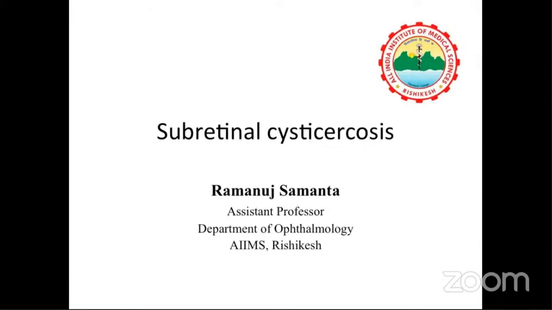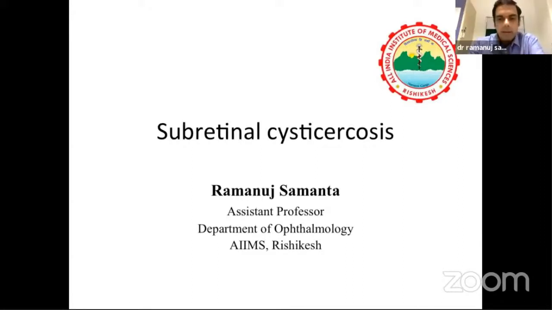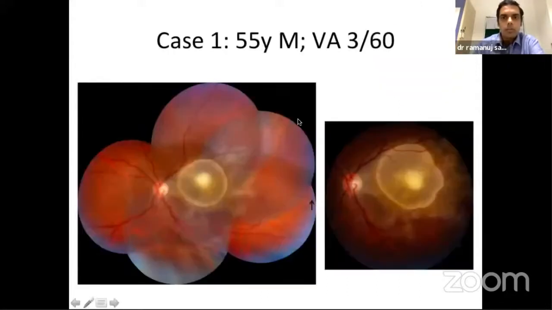Yeah. So at the outset, I would like to thank my mentors and colleagues at PGI for including me in this webinar. I will be talking about a few cases of subretinal cysticercosis. My first patient is a 55-year-old male who presented with gradually progressive decreased vision in the left eye for the last couple of weeks, with a best corrected visual acuity of 3/60.